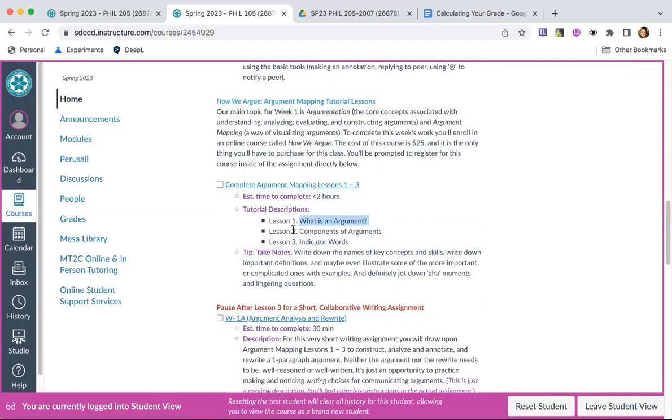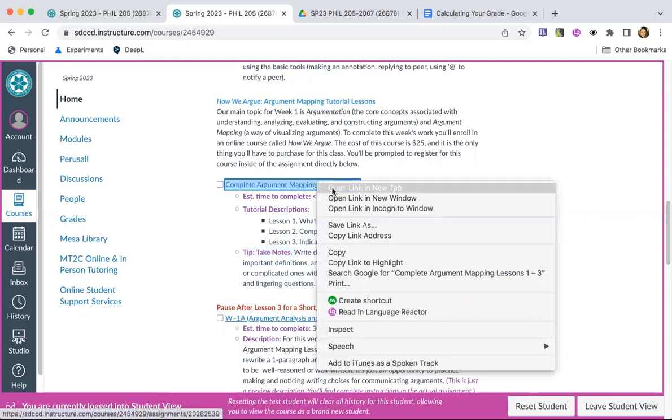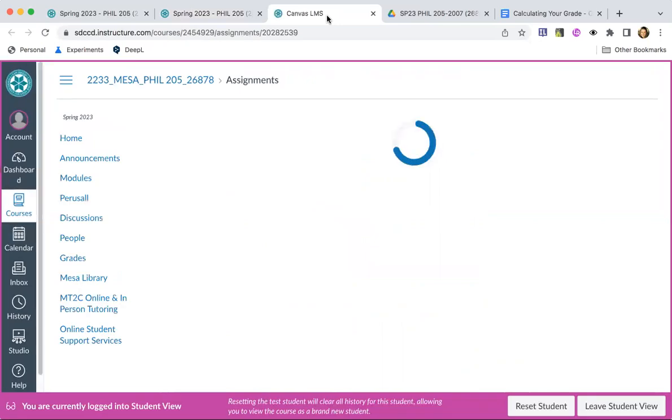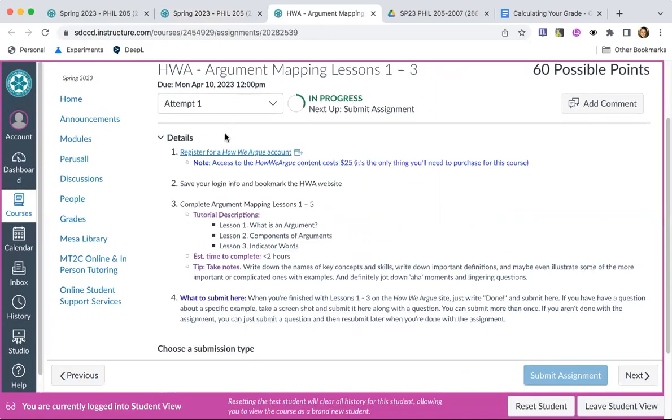You're going to learn what an argument is. You're going to look at components. You're going to look at indicator words used to communicate arguments and clarify those components to a reader. Tip, even though these things are online, have a notebook ready and write down aha moments or take notes that you think might be useful. Okay, what will it look like when you open this? Here's where you register for the account. You should bookmark it, save your login info and bookmark it.